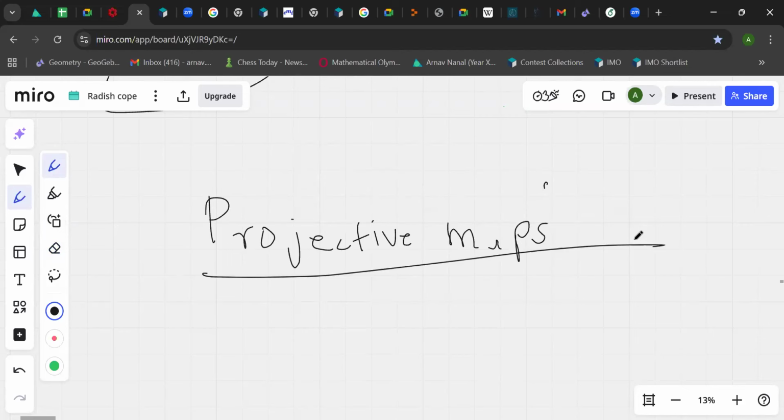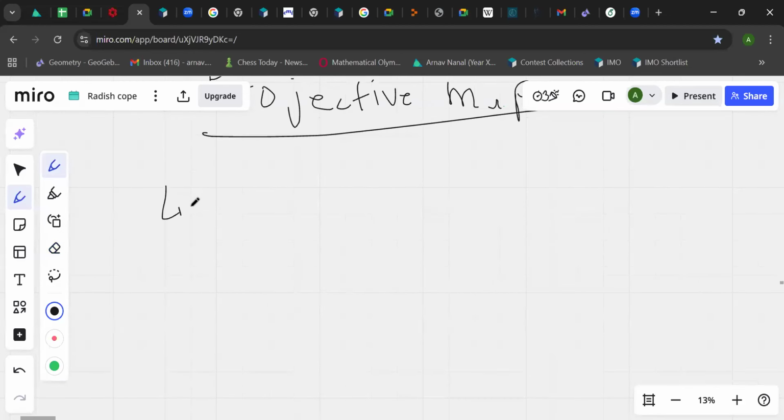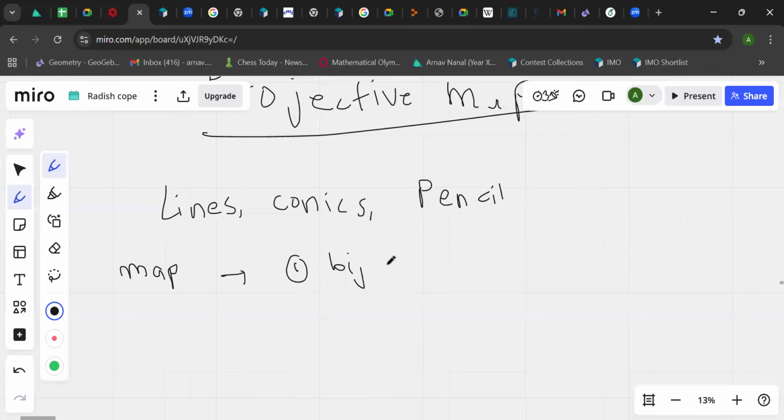So projective maps. These can be between lines, conics, pencils. They are bijective, and they preserve cross ratios. Yeah, I think that's it.